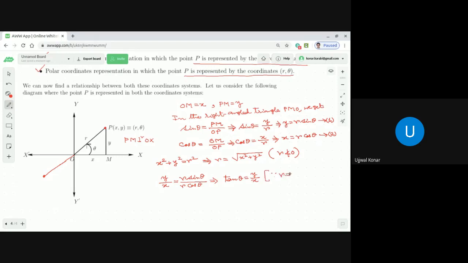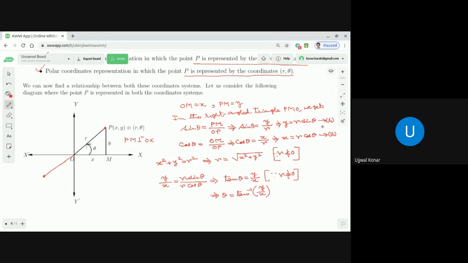since r cannot be equal to 0, because if r is equal to 0, there is no meaning, right? Hence, I mentioned that r cannot be equal to 0 in the second point. So now we get tan theta is equal to y by x, and from here we can find the value of theta. And what is the value of theta? The value of theta is tan inverse of y by x.